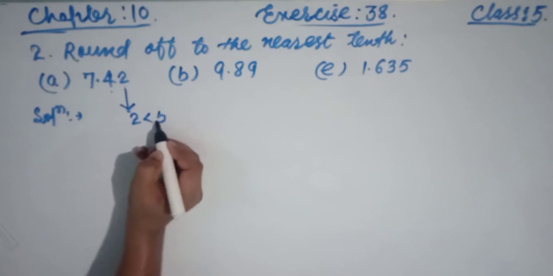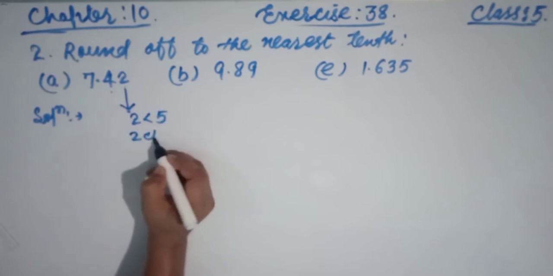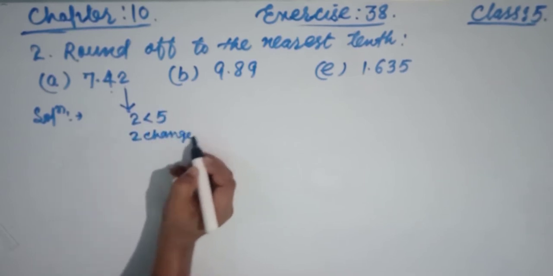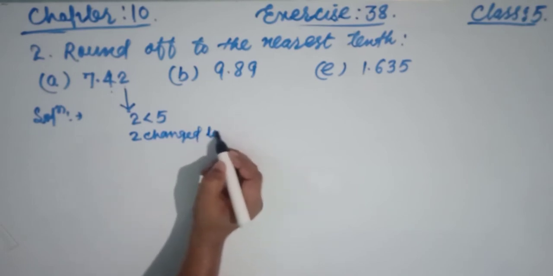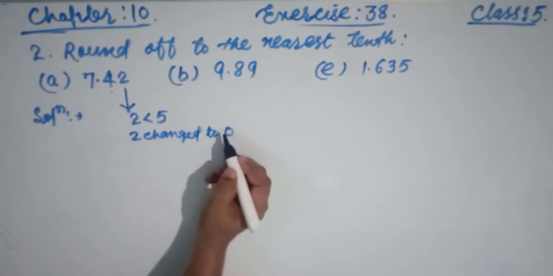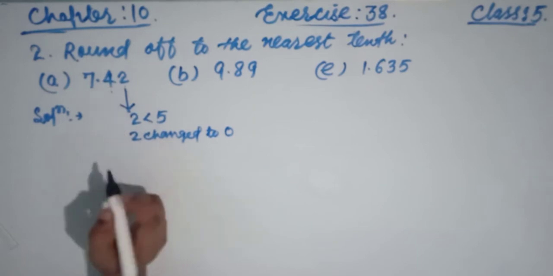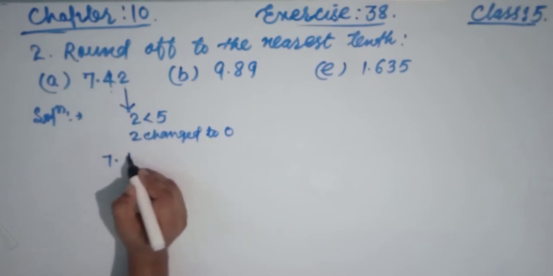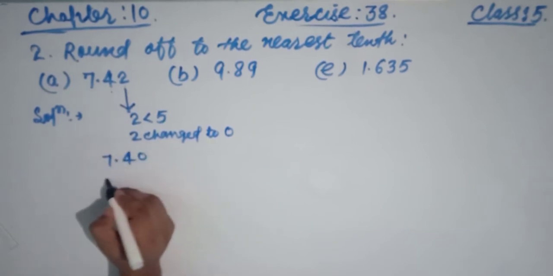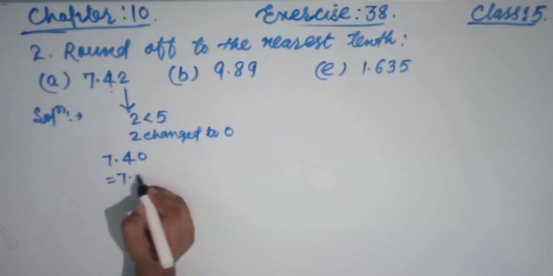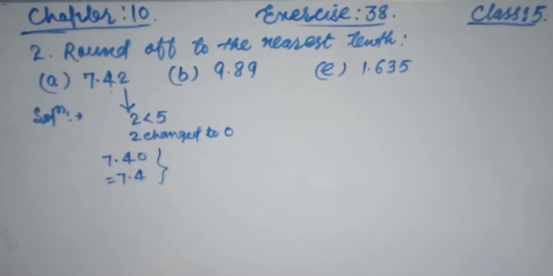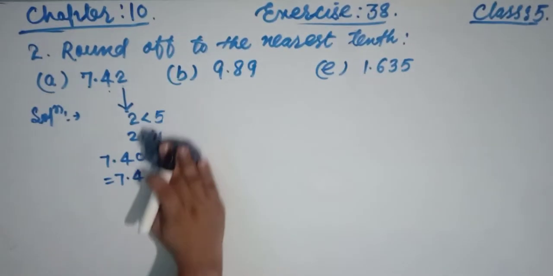Now this 2 changes to 0, and write all the digits as they are. So this is 7 as it is, this is 4 as it is, only the 2 becomes 0. So this could be written as, friends, 7.4. This 0 may be written or may not be written, it makes no difference at all. Now similarly for the same kind of questions, friends, look at this.